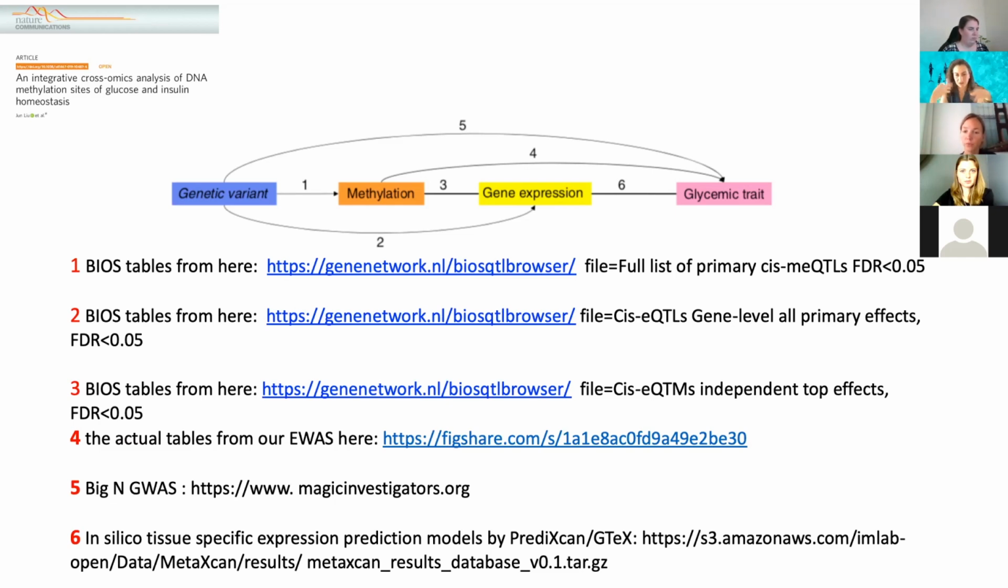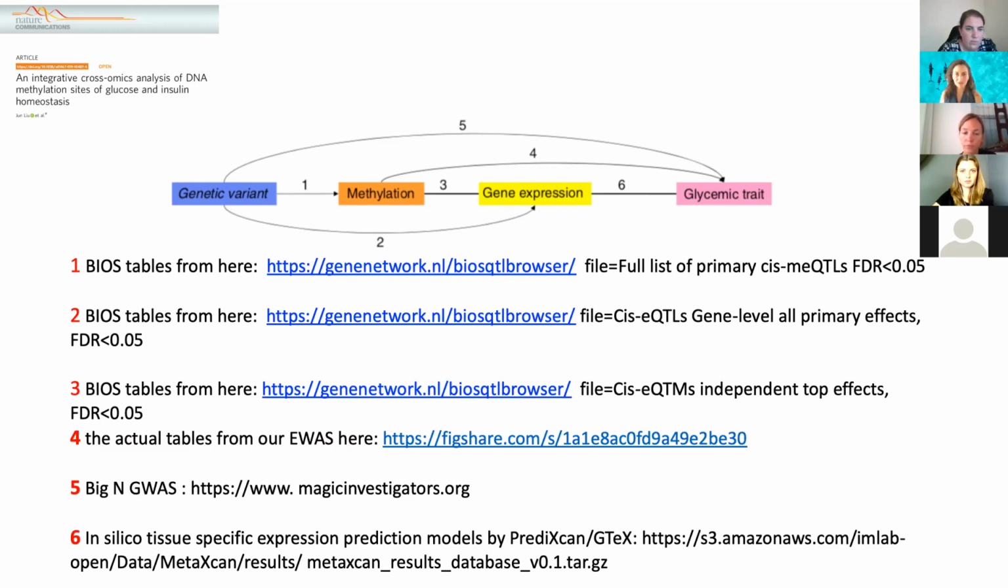I think for most of the SNPs we found that was okay, but for a couple of SNPs we had to check proxies, which was quite painful. And number 4 is our own results, which were shared on Figshare. And then number 5, what was that? That was linking the genetic variant to the glycemic trait, and we had downloaded that from the MAGIC investigators. So that was the GWAS results of glucose.